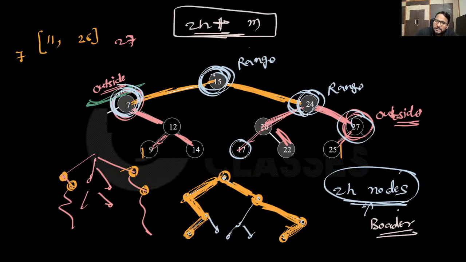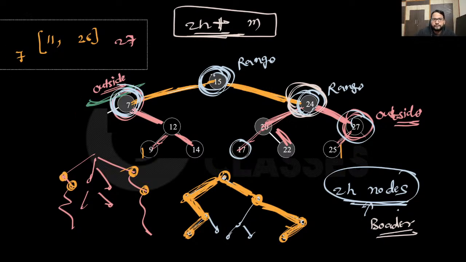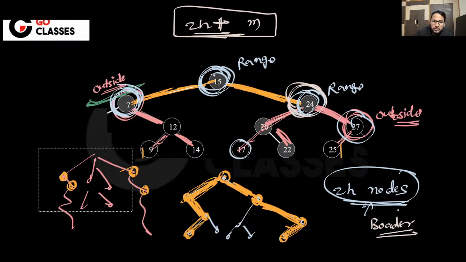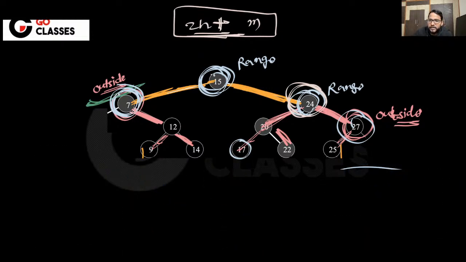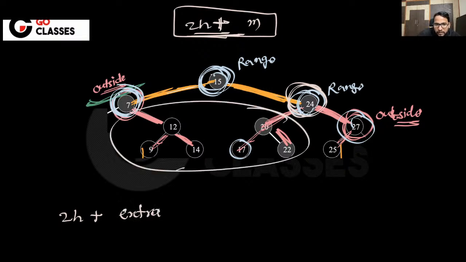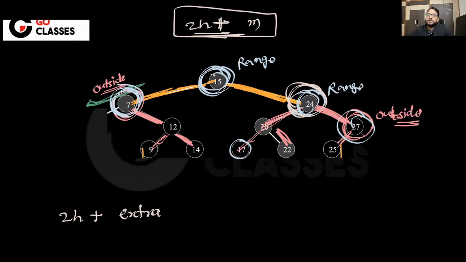Now in the range you have total M nodes, and on the border you have 2H nodes, but sometimes the border nodes also are the range nodes, right? I hope this 2H number is fine to everyone. Okay, so cool. Let me just explain this again. See what I'm saying, that 2H nodes you are definitely visiting plus something extra you are visiting, right? Which are these ones. These ones you are also visiting. So these ones could be maximum M.